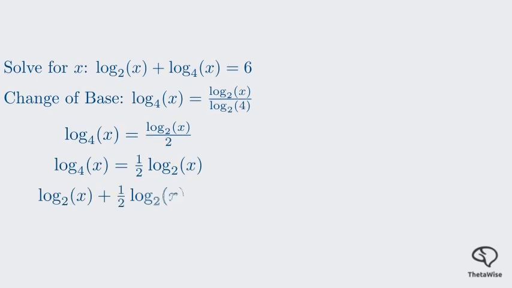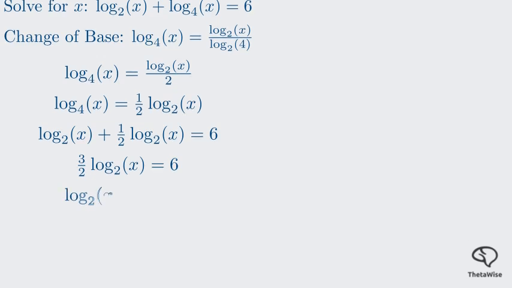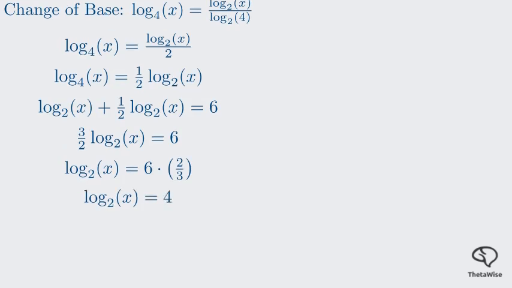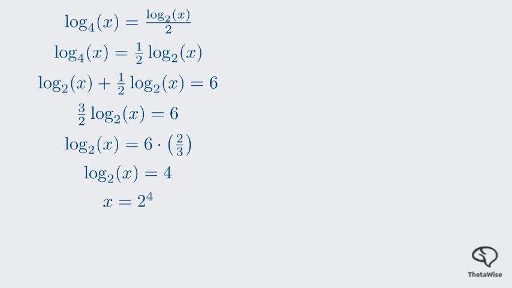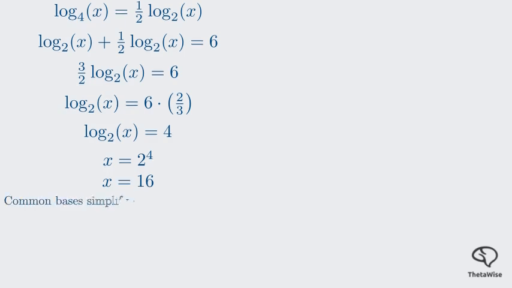Now, let's rewrite our original equation using this substitution. By combining the terms on the left, 1 log plus half a log, we get 3/2 log base 2 of x. To isolate the logarithm, we multiply both sides by 2 and divide by 3. This simplifies to log base 2 of x equals 4. Finally, we convert from logarithmic form back to exponential form to find x. Calculating that gives us our final answer, x equals 16. By converting to a common base, we turned a multi-base problem into a standard linear-style log equation.